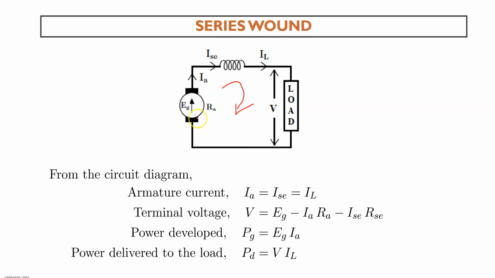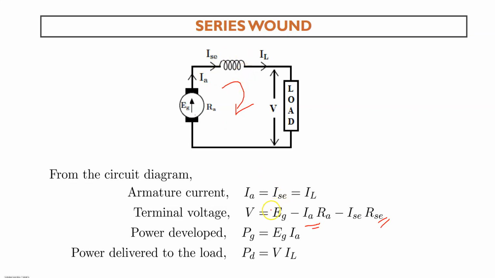Here all the elements are connected in series, so the current is the same. That means the current Ia is equal to Isc, which is equal to IL. Now apply Kirchhoff's voltage law. The total voltage V is equal to the total voltage generated in the armature Eg minus the voltage drop across the armature resistance IaRa, and the same current is flowing through the field winding, whose resistance is Rse. So we have to consider this voltage drop as well.